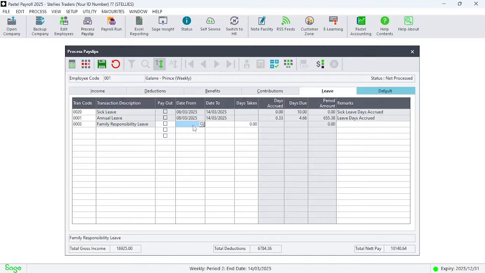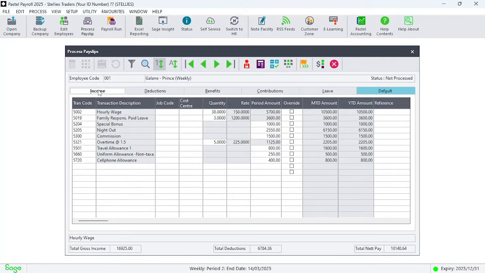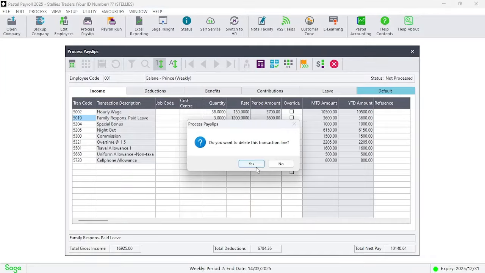There. Now we're going to put in the dates, from the 10th to the 12th, but this time we will not pay. So now go back to our default, go back to our income, and if family responsibility appears there, then what we'll do is delete it.